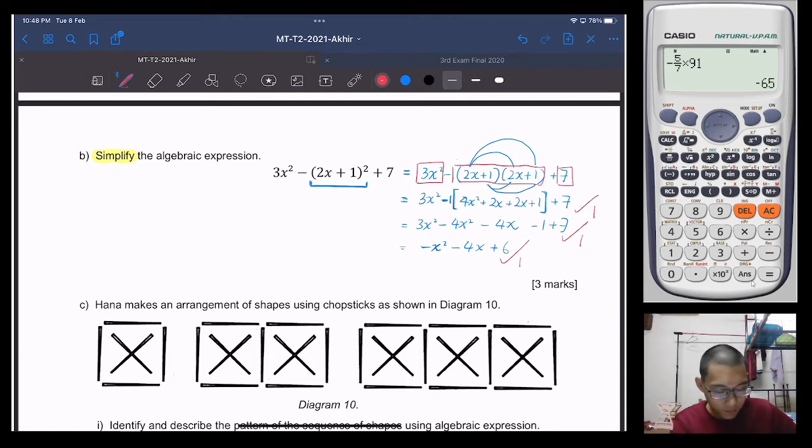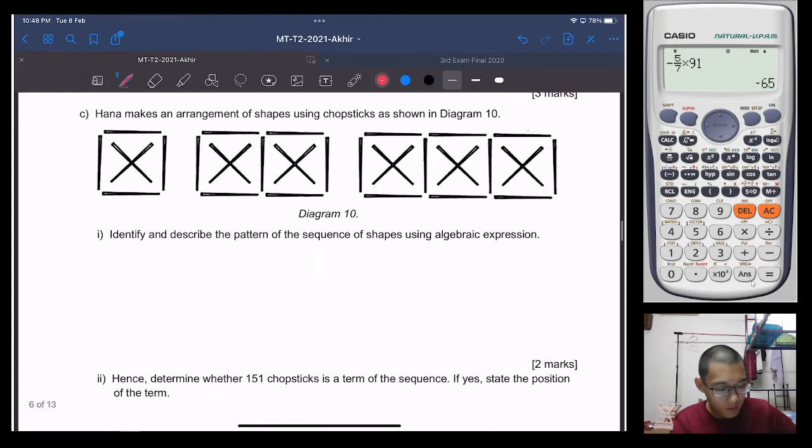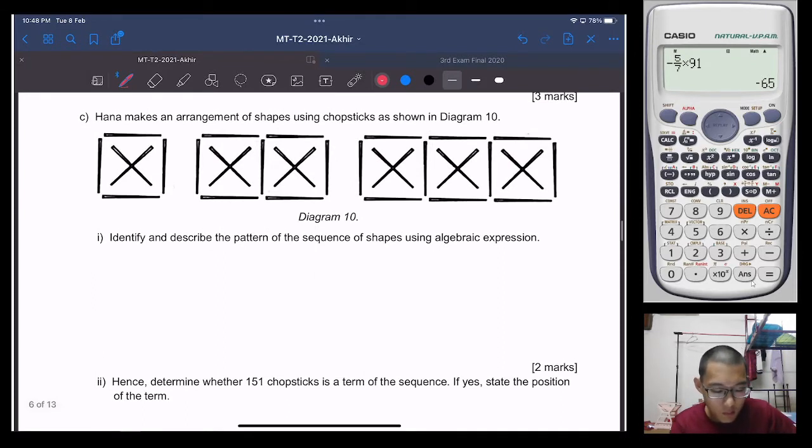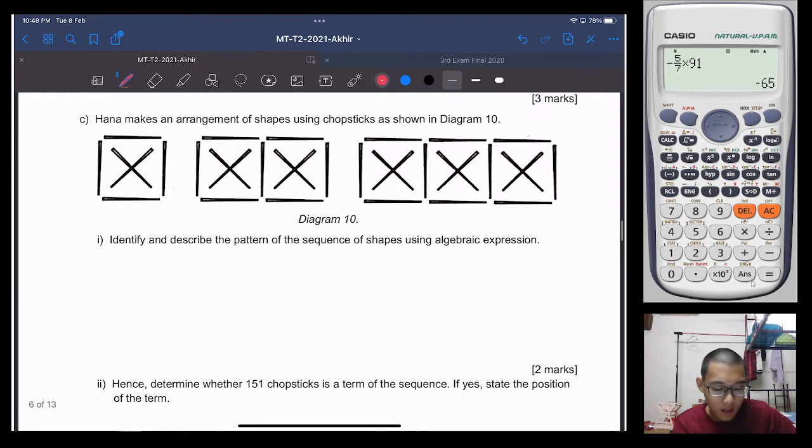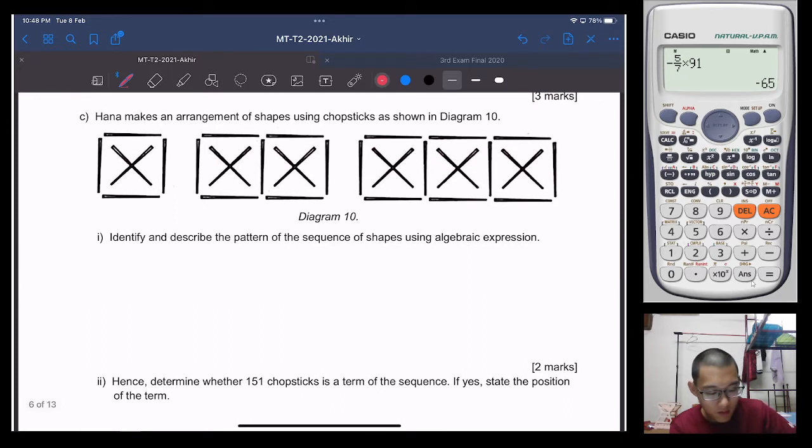Okay, so now we go further in question 1C. Hannah makes an arrangement of shape using chopsticks as shown in diagram 10. So we have this diagram. We have the first term, and the second one, and then third one, and continue. So first we try to identify and describe the pattern of a sequence of shapes using algebraic expression.